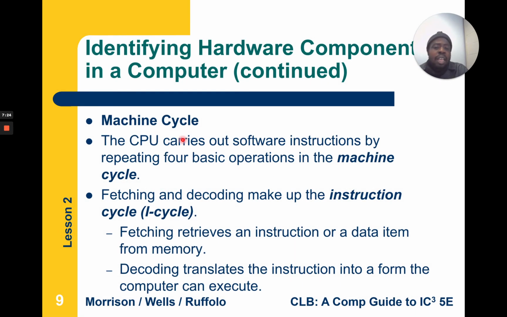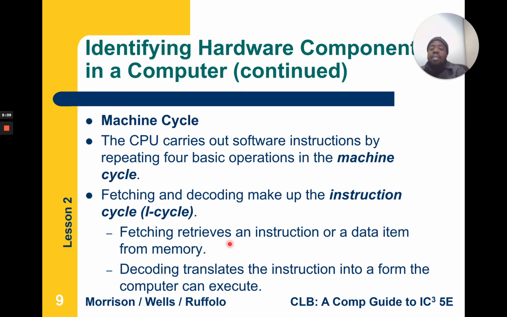So the CPU, which is the central processing unit, carries out instructions by repeating four basic operations, which is called the machine cycle. Number one, the CPU must be able to fetch an instruction and decode it. Retrieve number 4, that's a number, it knows the meaning of that. Retrieve number 5, that's another number. That's fetching and decoding: accepting and understanding the meaning of the numbers.